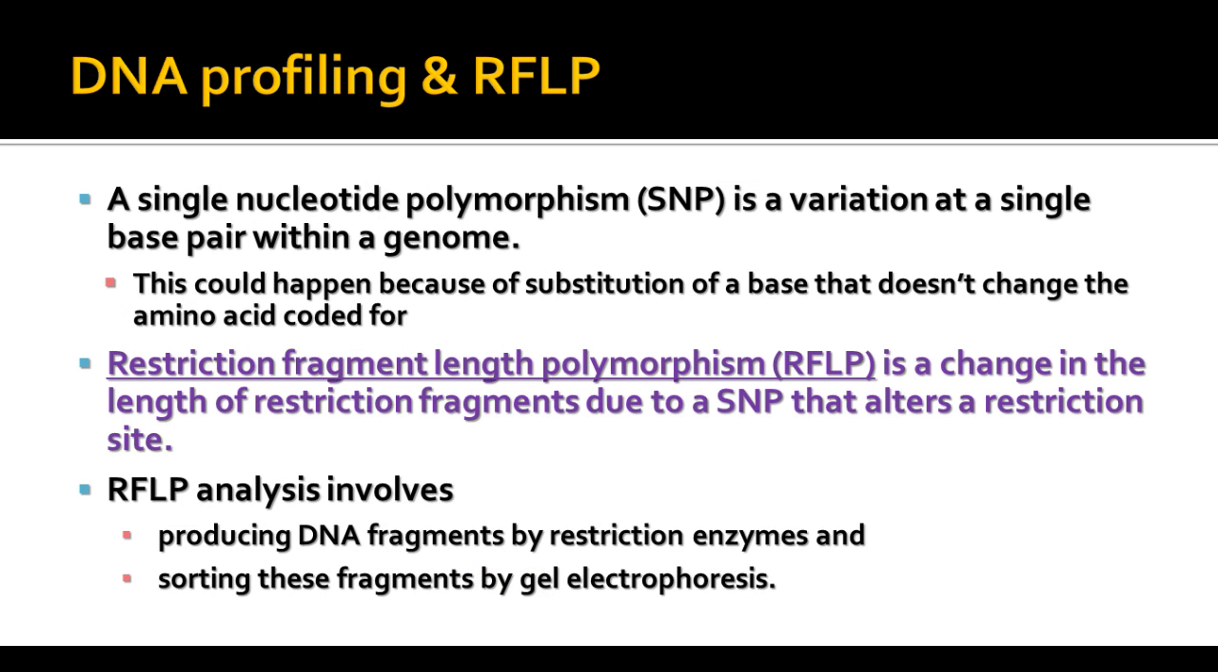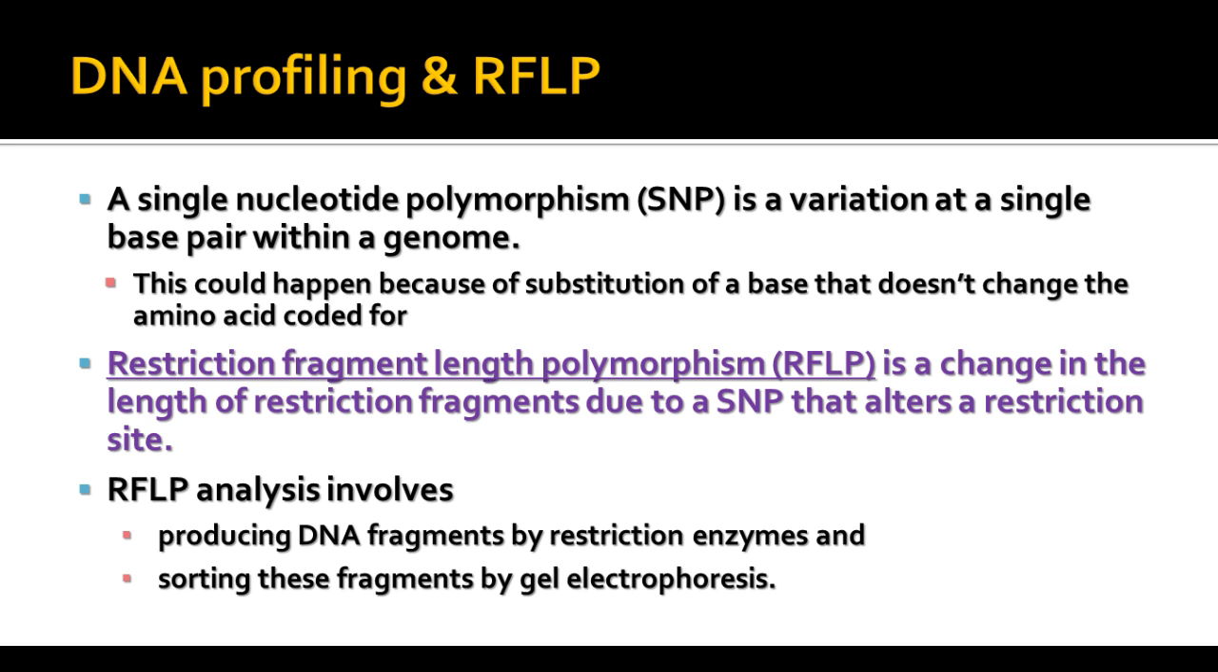So this process is called RFLP, which is restriction fragment length polymorphism. We're going to start with a single nucleotide polymorphism. That's a variation at a single base pair within the genome. And this is because of substitution. Remember, you can substitute a lot of times one base for another and still end up with the same amino acid in the sequence because there are multiple codons for each amino acid.